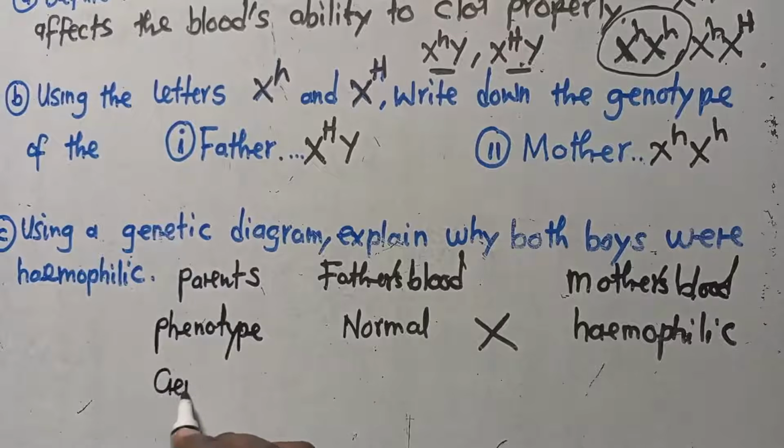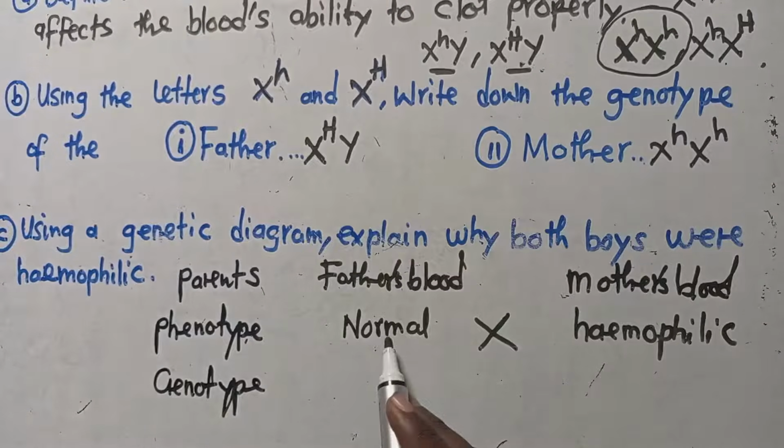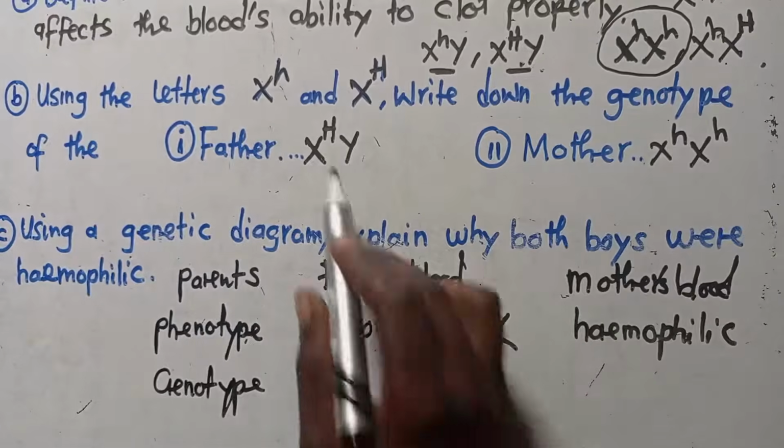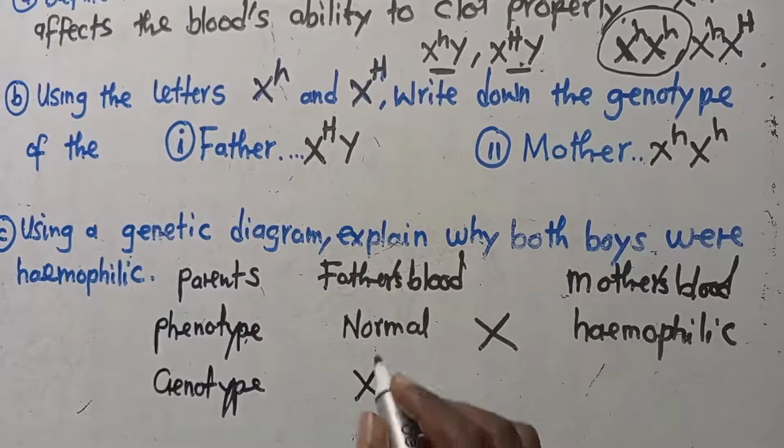I guess you understand these things. When we say phenotype, this is the outward appearance. And genotype is the genetic makeup of an organism. So we are talking about the genes here. These are genotypes. So for the father, I just do this.